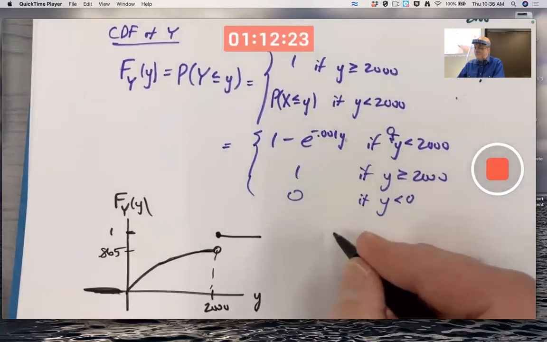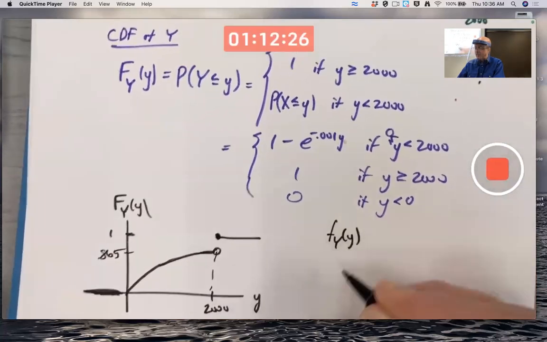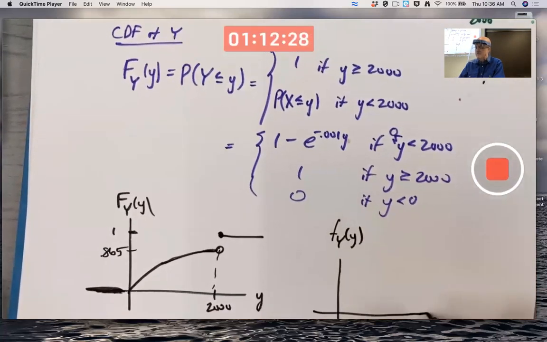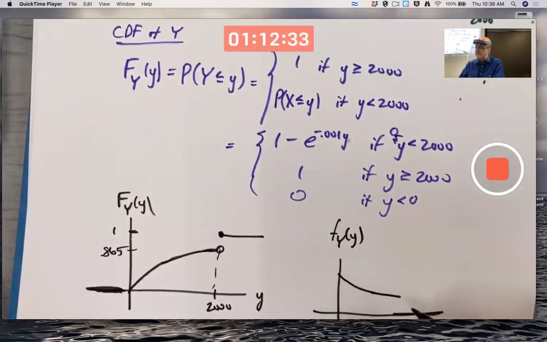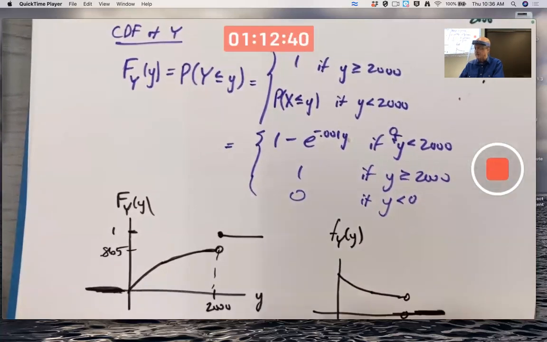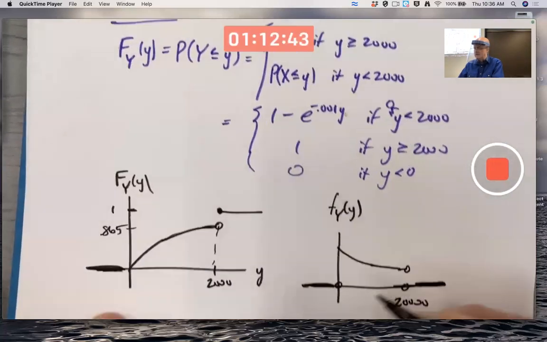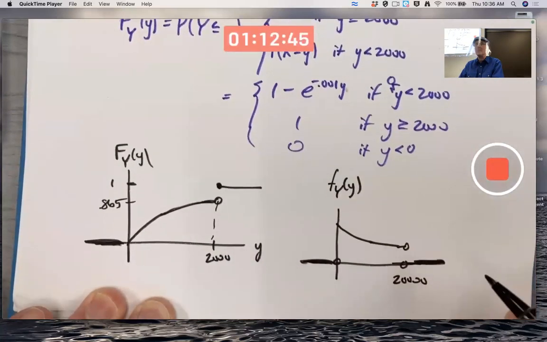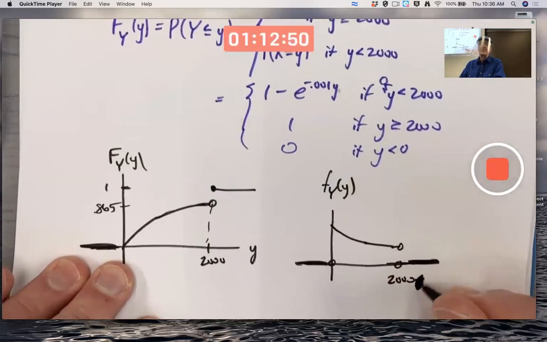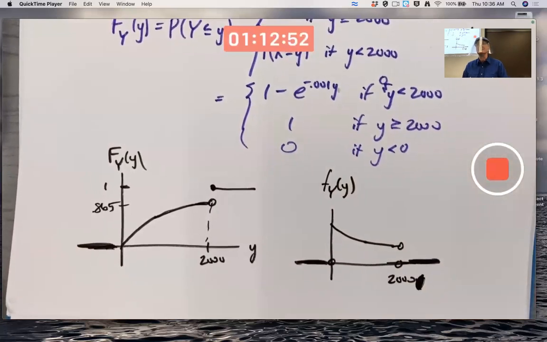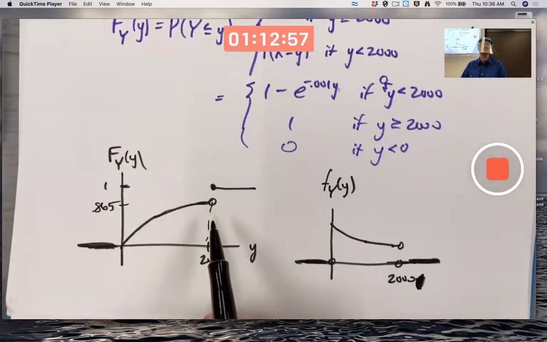The PDF is going to look like an exponential decay, except then jump down to 0 when you get to 2,000. Technically 0 over here as well. What is its value at 2,000, not 20,000? What is its value at 2,000? Well, technically speaking, you should really say it's undefined, right? This is not differentiable at 2,000.